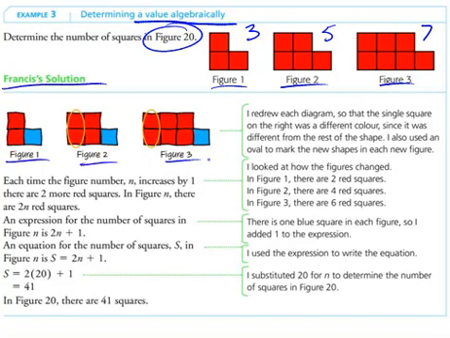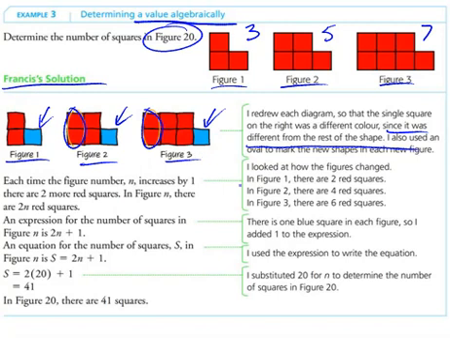So she redrew each diagram so that the single square on the right was a different color. And she says because it was different from the rest of the shape. I also used an oval to mark the new shapes in each new figure. So she shows here that from figure 1 to figure 2, she added 2 more blocks, added 2 more blocks in figure 3.